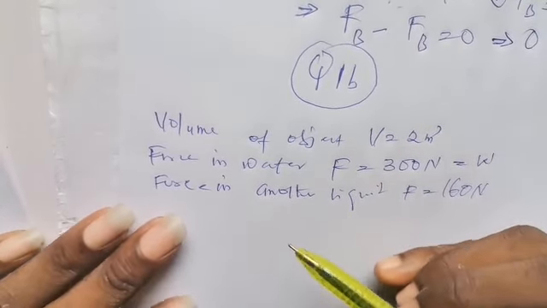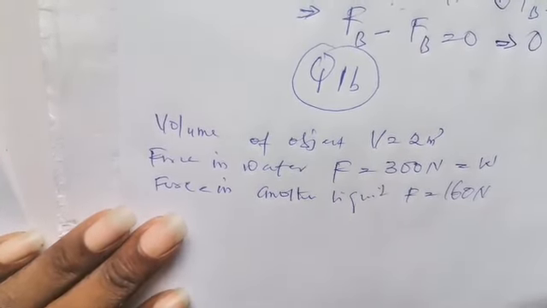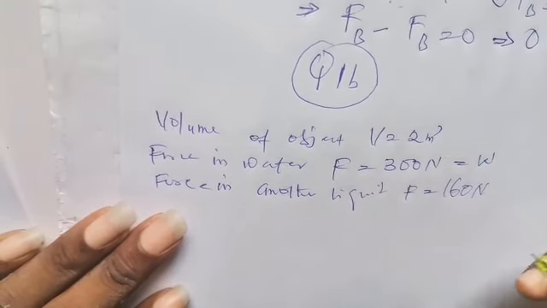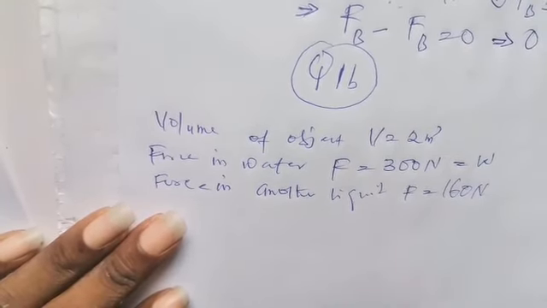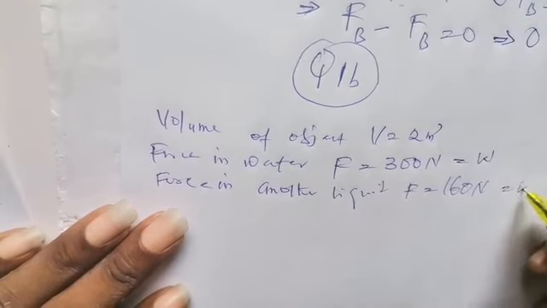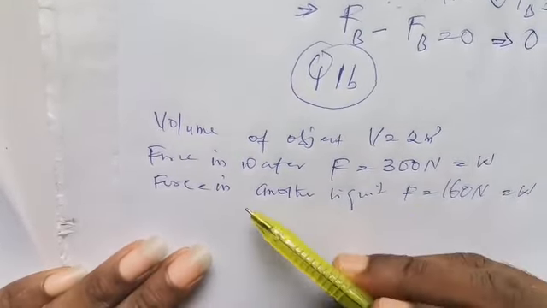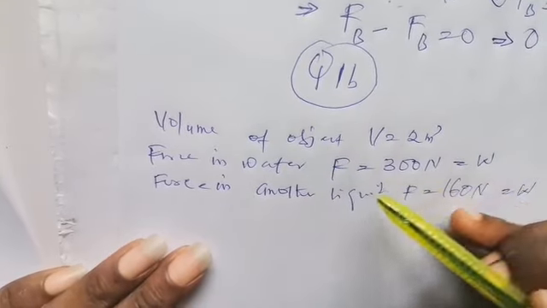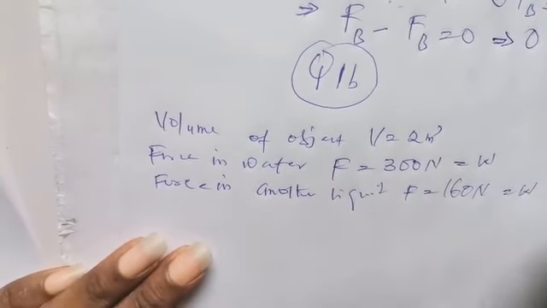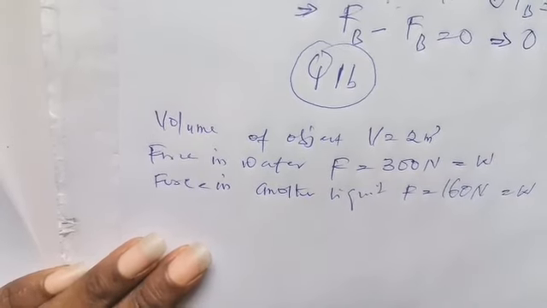Now, if this object is submerged in another liquid, the same thing happens. The weight of the object becomes equal to the buoyant force acting on that object in the liquid. So we also have it to be equal to the weight. Keeping this aside, this becomes the weight of the object in another liquid, and this becomes the weight of the object in water. From Archimedes principle, the force and the weight are equal.